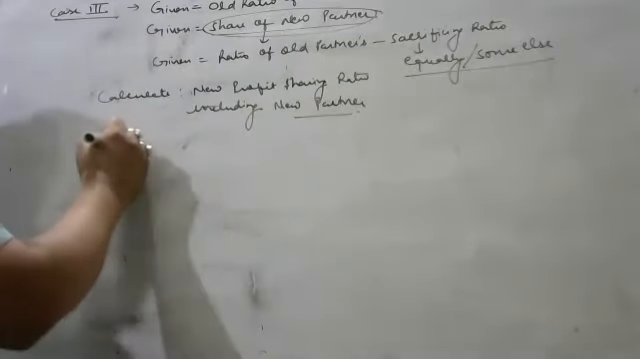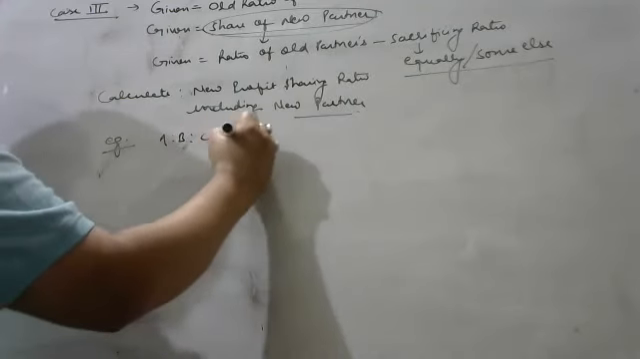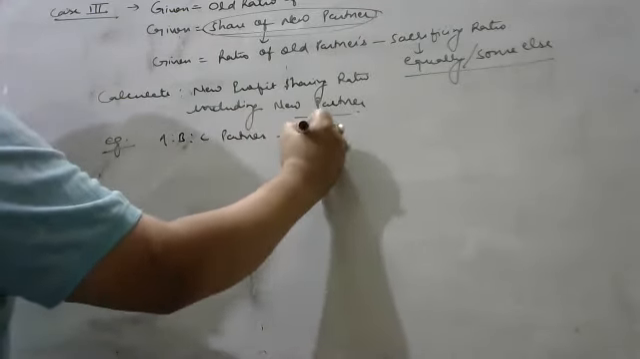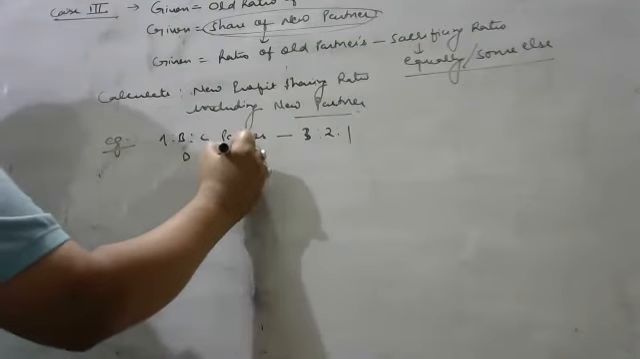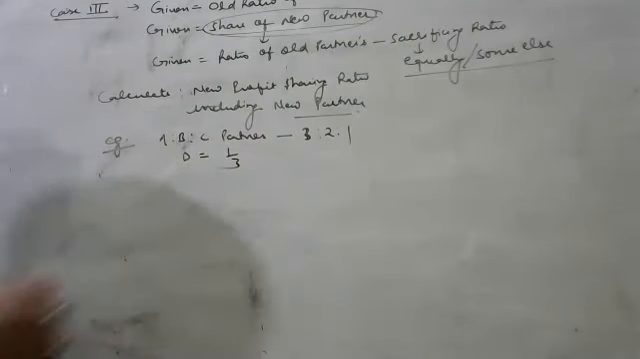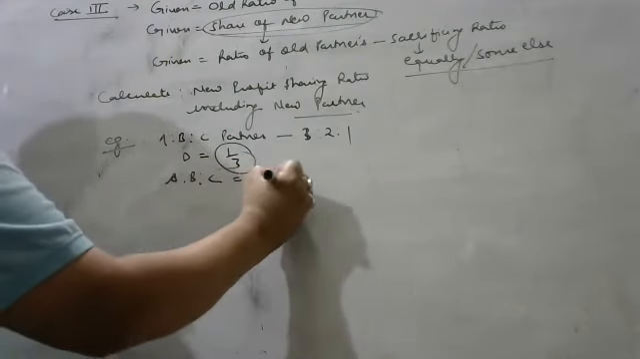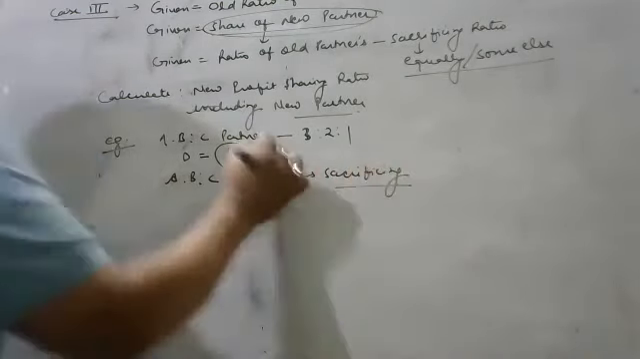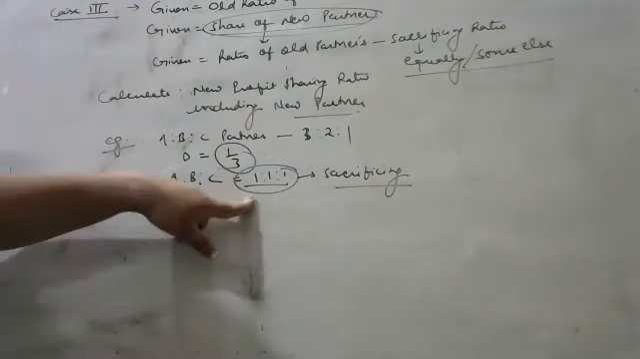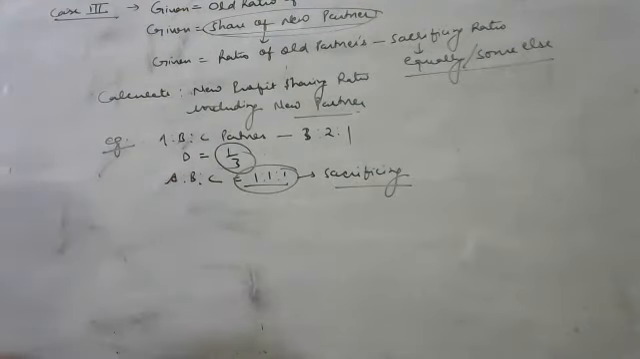Okay, example लेते हैं. For example, A, B, C are partners sharing profit in the ratio of 3:2:1. D enters into the partnership, for example, for a 1/3 share, and D is gaining this 1/3 share from A, B, C in equal ratio. So this equal ratio is what? The sacrificing ratio of A, B, C, because D is gaining the share equally from every partner, so every partner is equally sacrificing the share for D. So the sacrificing ratio is equal. It is given in the question.